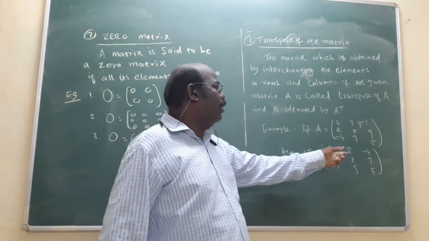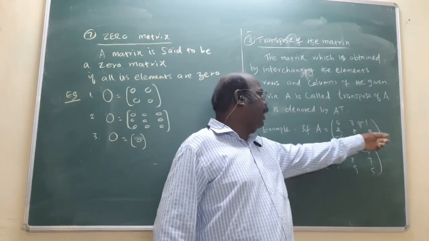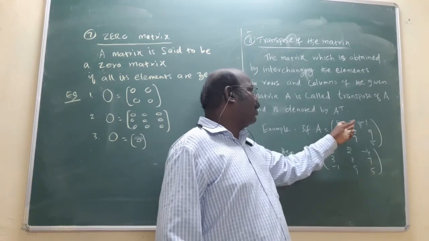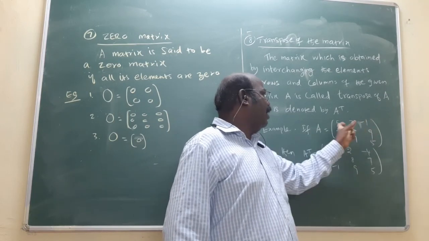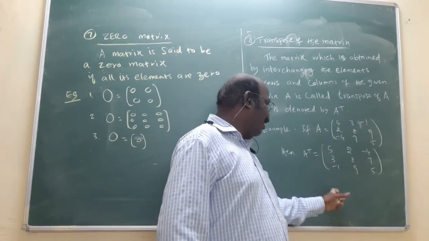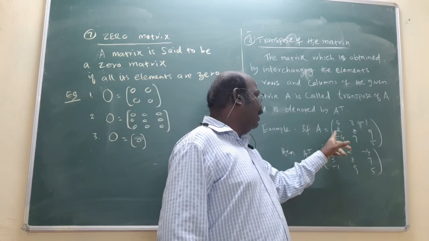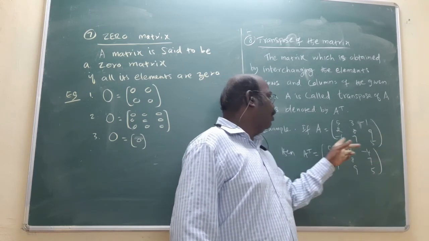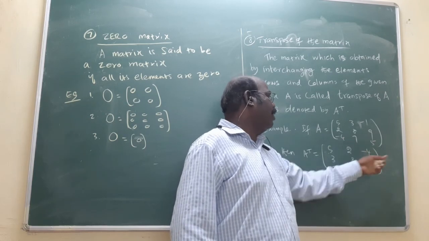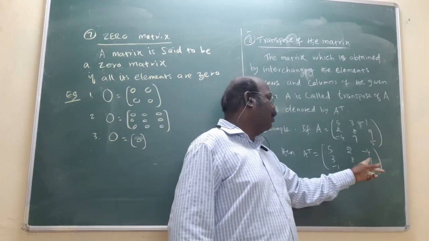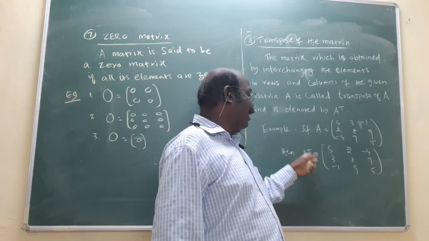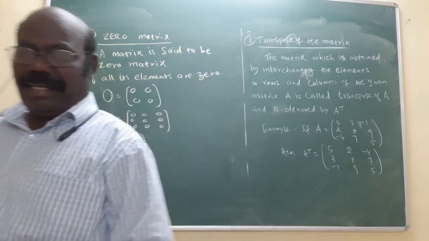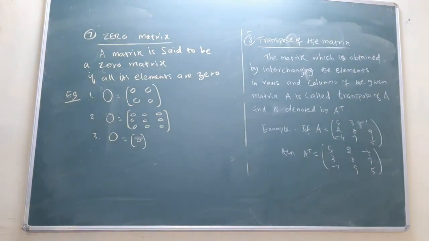If A equals 5, 3, minus 1; 2, 8, 9; minus 4, 7, 5, this is called a 3 by 3 matrix. What is the first row? 5, 3, minus 1. The first row is converted to the first column: 5, 3, minus 1. The second row is converted to the second column: 2, 8, 9. The third row, minus 4, 7, 5, is converted to the third column. This is called A power T. A power T denotes the transpose of the matrix. That is the meaning. That's all.